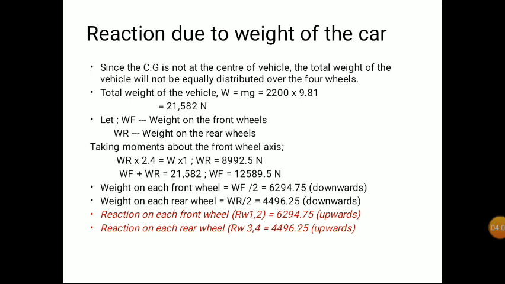Mass is given as 2200. So mass into g gives the weight as 21582 Newton. This is the total weight of the car. Next we have to find the weight acting on the front wheel, that is WF, and the weight acting on the rear wheel, WR. If you look at the figure, the total weight of the car, 21582 Newton, is shared by the front wheel and the rear wheel. That is why we have written WF plus WR is equal to 21582, right?